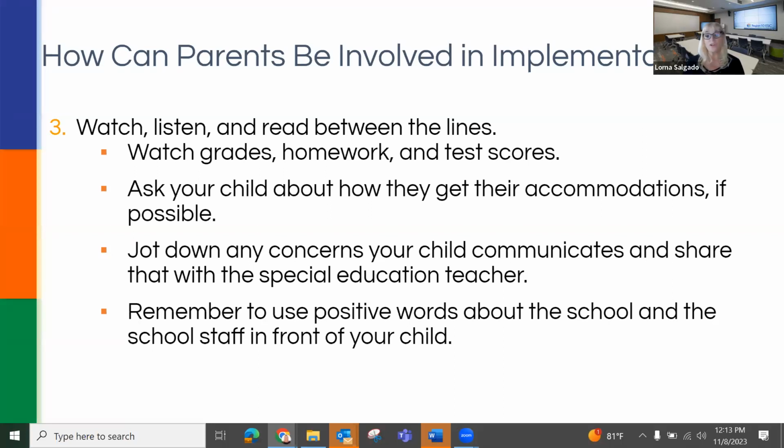We want to make sure that our kids know, oh, I have things read to me. Maybe I have dyslexia and I have things read because that helps me to understand and not get frustrated because things went more quickly. And then ask your child, hey, how was this read to you? Was it computer? Was it a teacher? So that you're seeing not just what teachers say, but you're hearing from your child about how that happens if your child's able. Jot down any concerns your child communicates and then share that.